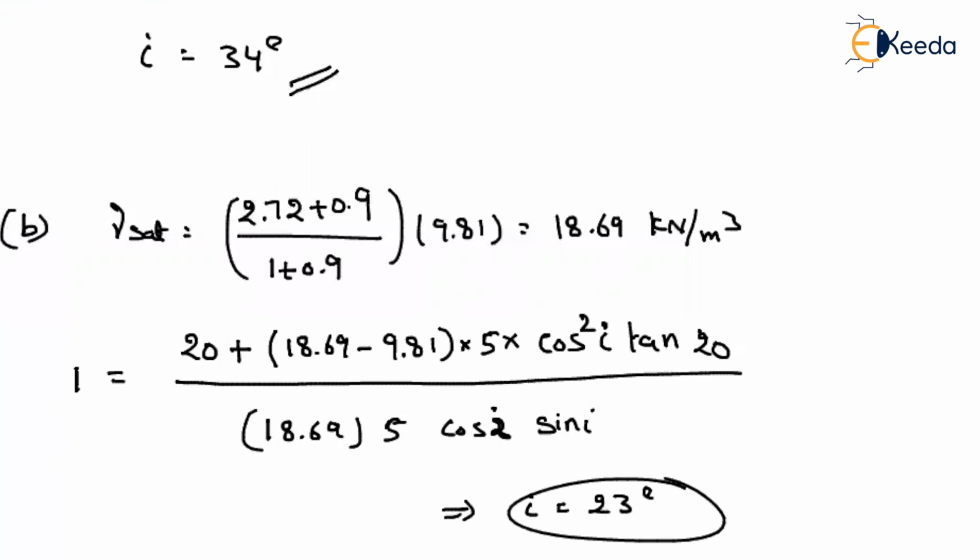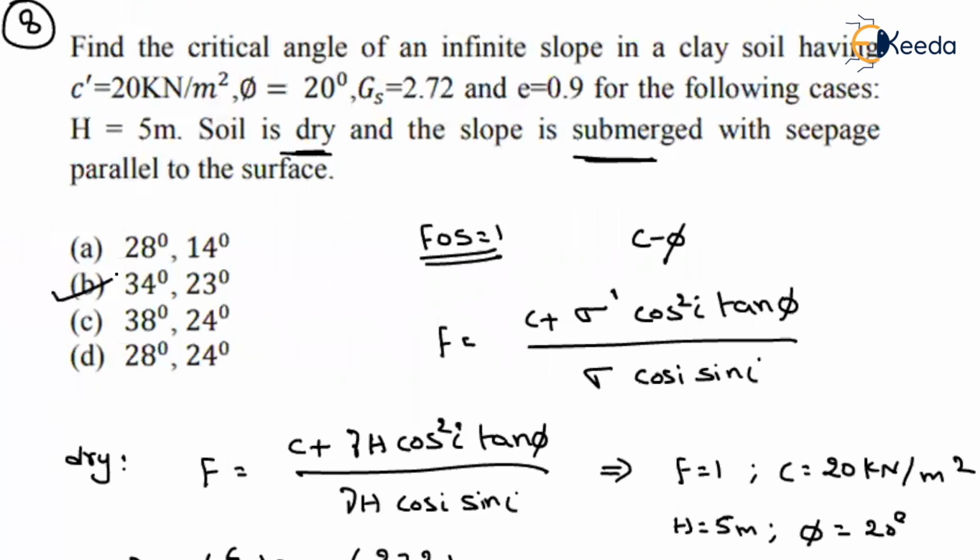So what is the option corresponding to it? 34 and 23. This is the correct option. So always remember, if it is submerged, in the numerator, effective value, in the denominator, total value. Thank you.